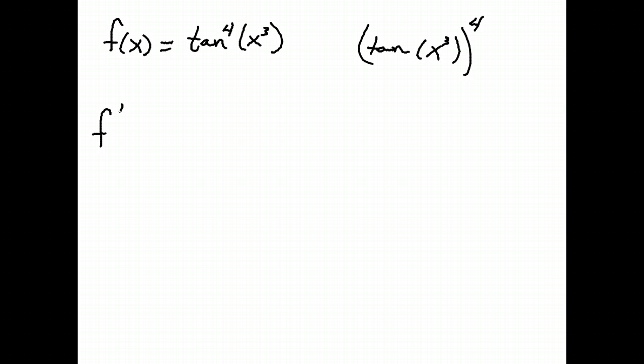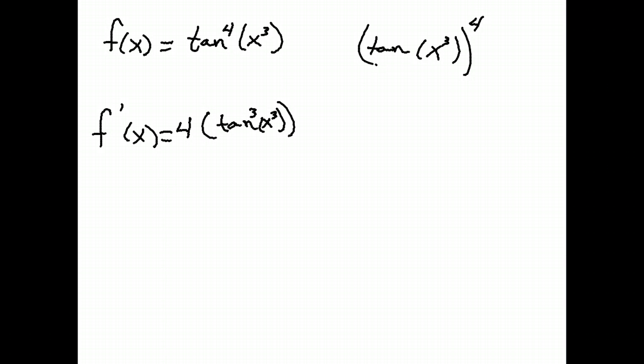So when we want to find f prime of x, we've got to deal with the outer function first. It's kind of like an onion. You peel it away layer by layer and take care of the derivatives of the subsequent layers inside. Okay, so dealing with this outer layer, we take the derivative. That means a 4 is going to pop down as a coefficient, and we get tangent cubed of x cubed. And so all we did there is we decreased the power by 1, bringing the 4 down as a coefficient.